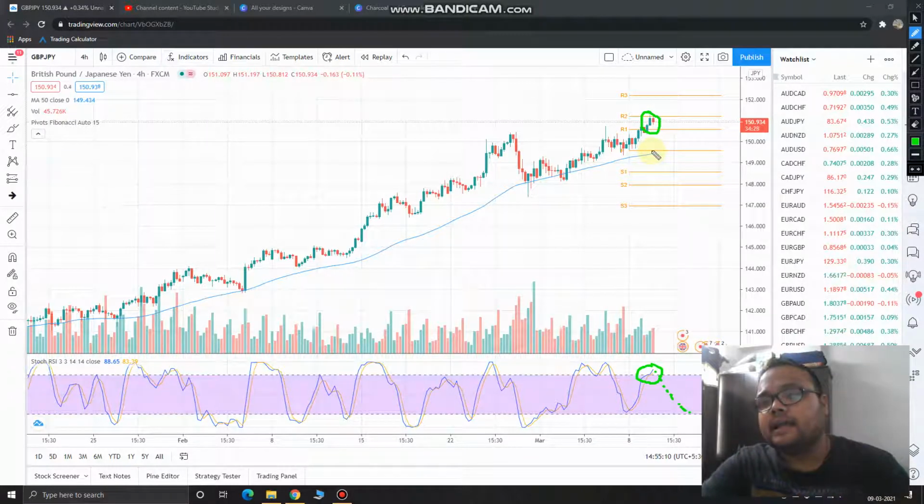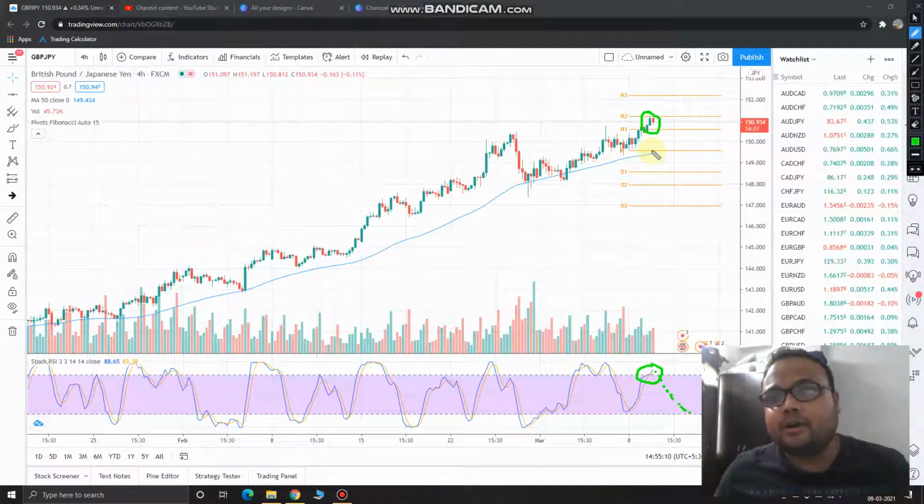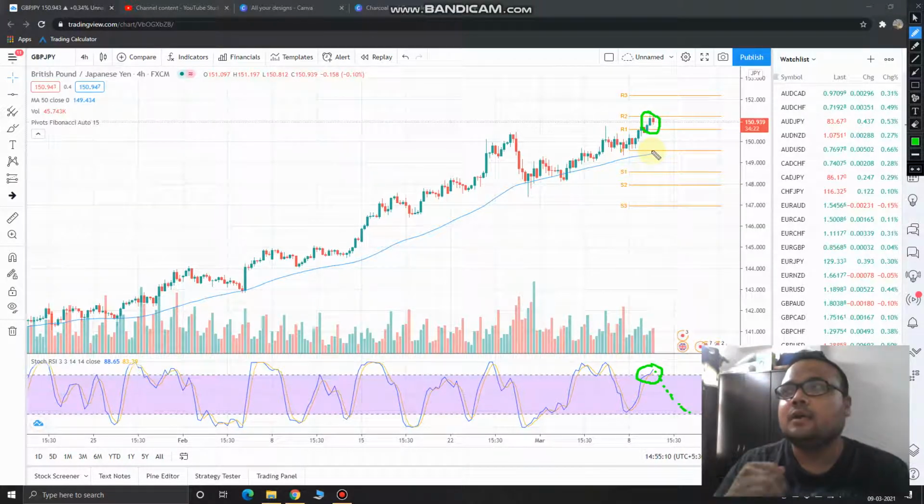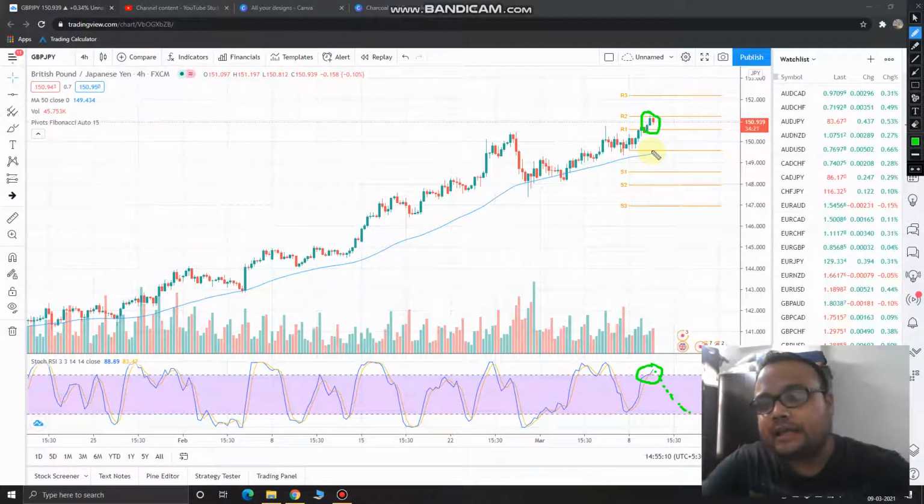And area of value is very important for the discipline of a trader. We all know that if you want to become a trader, then discipline is very important. Without discipline, no trader can survive on the market for a long time.